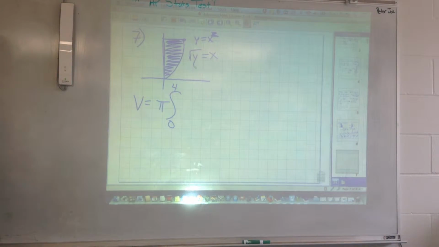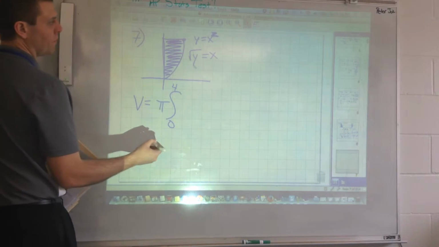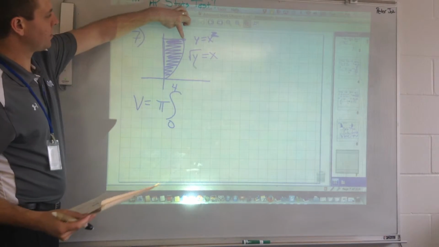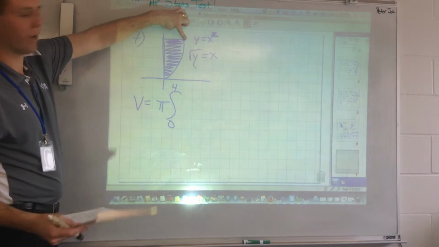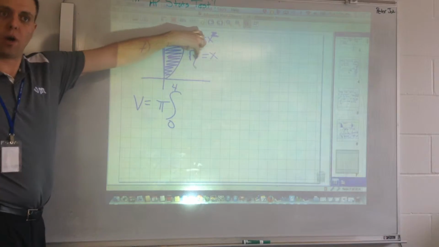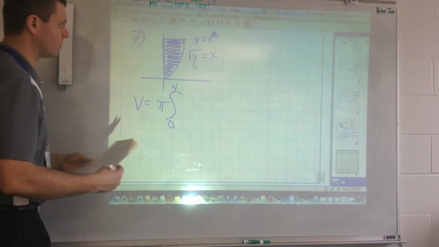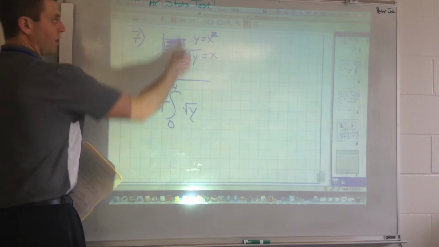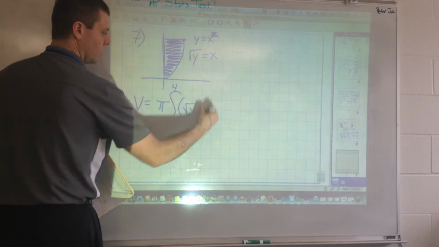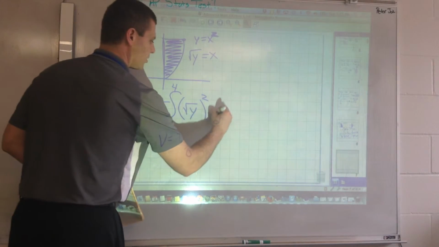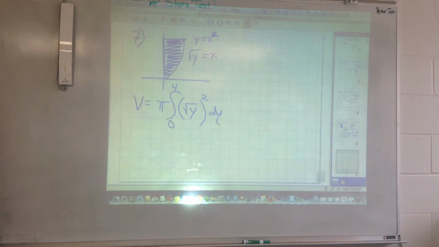Right? For instance here, when x is 2, y is 4. Right? If you plug in a 4 for y, you get 2 for x. Okay? So the square root of y, that's your function, squared, because it's pi times the radius squared times the height, which in this case is just dy.